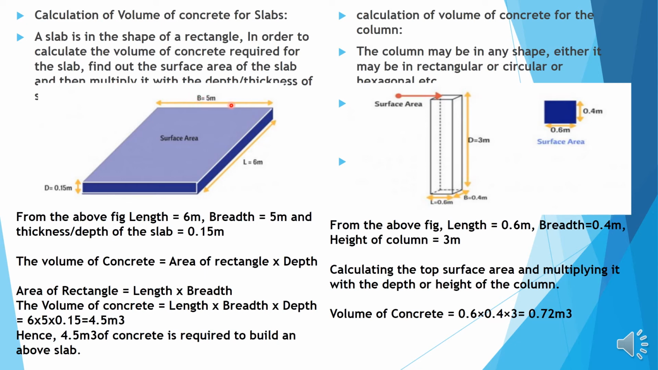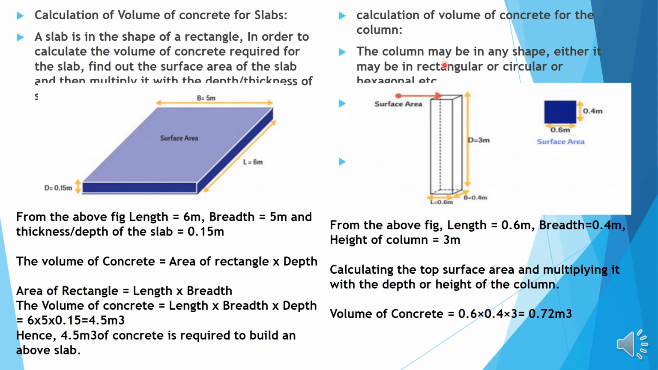This is the surface area, that is the breadth, the width is 0.5 meter, length is 6 meter. So, the surface area is 30 square meter. The depth will be 0.15 meter. So, the volume will be length into breadth into depth, that is 6 into 0.5 into 0.15, which is equal to 4.5 cubic meter. Hence, 4.5 cubic meter of concreting is required to build the above slab.